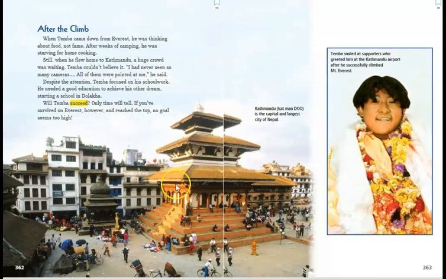And then we have a beautiful picture, and our caption tells us that we are looking at a picture of Kathmandu. That's how to say it right here in parentheses. And it's the capital and largest city in Nepal. And then here's a picture of Temba wearing a garland of flowers, and it says, Temba smiled at supporters who greeted him at the Kathmandu airport after he successfully climbed Mount Everest.